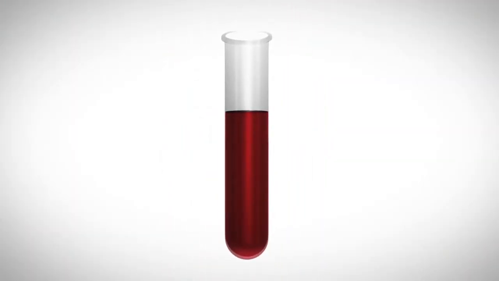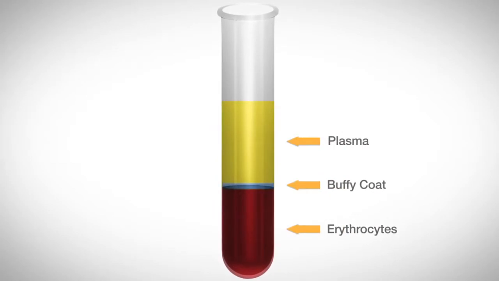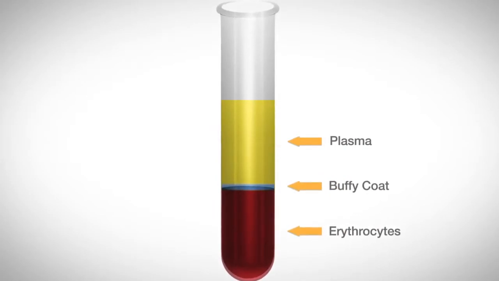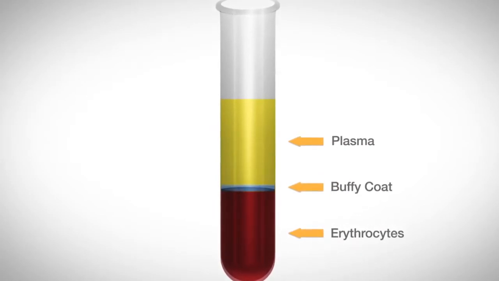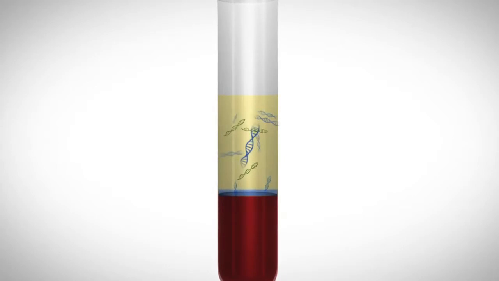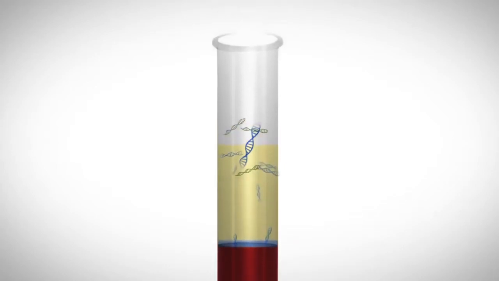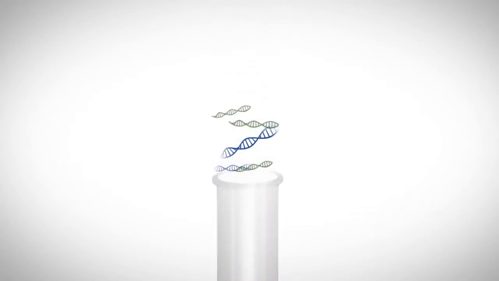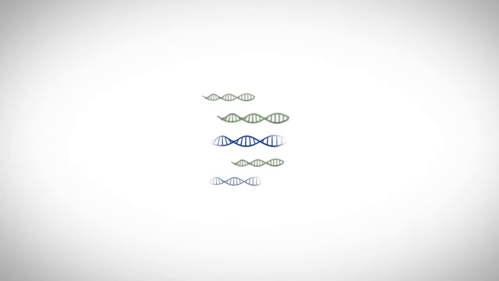First, using a single tube of blood, plasma containing cell-free DNA is isolated. Next, the cell-free DNA from both maternal and fetal origins is filtered from serum proteins in the plasma for extraction. This purified cell-free DNA is then used to prepare sequencing libraries.